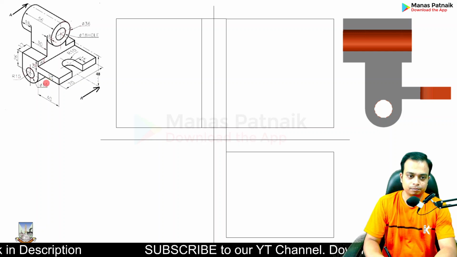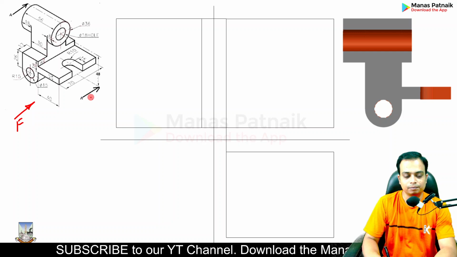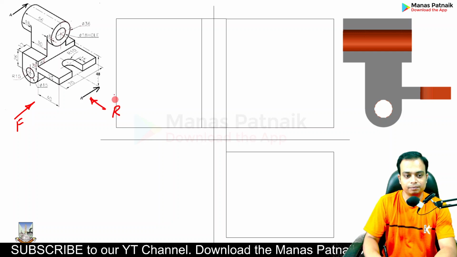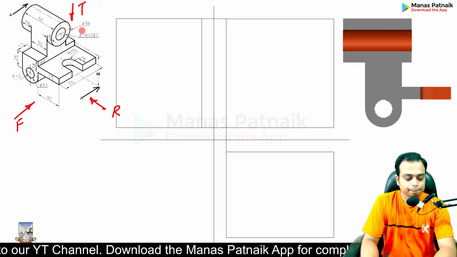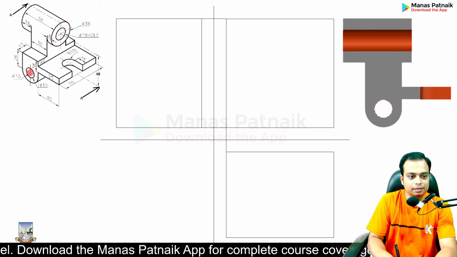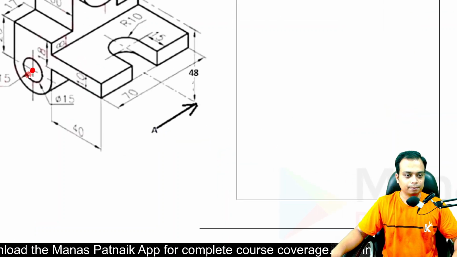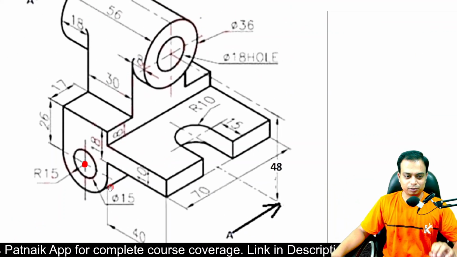Okay, so how do we start? This is for the front, that is for the right hand side, this is for the top. How do we start? What you can do basically is try looking for this very point. Okay, so how do we know the exact location of this point?